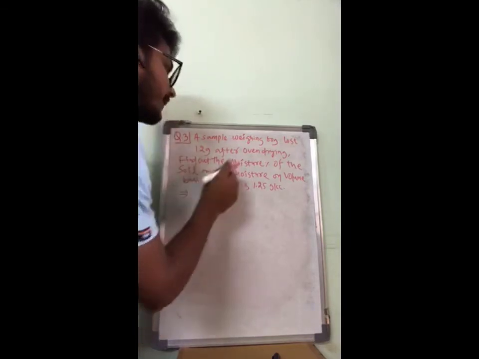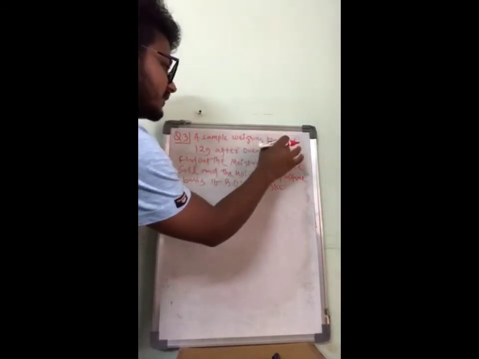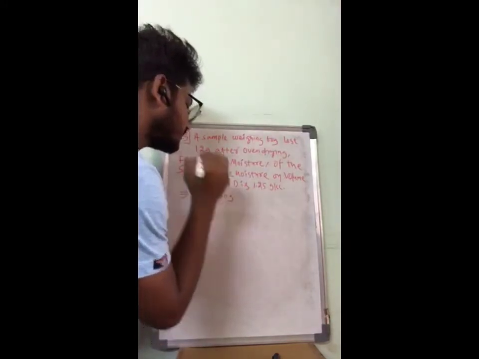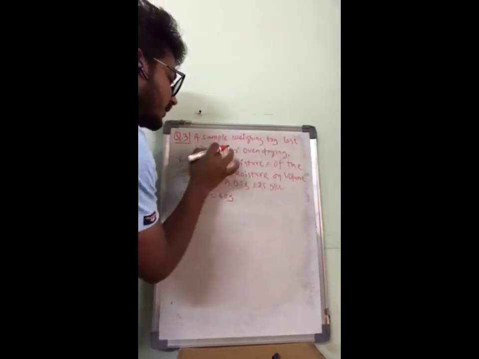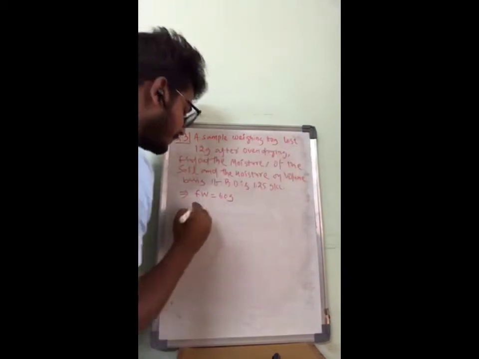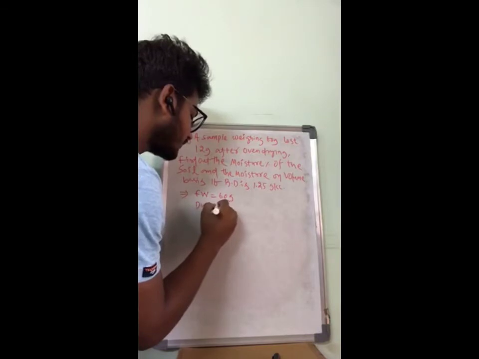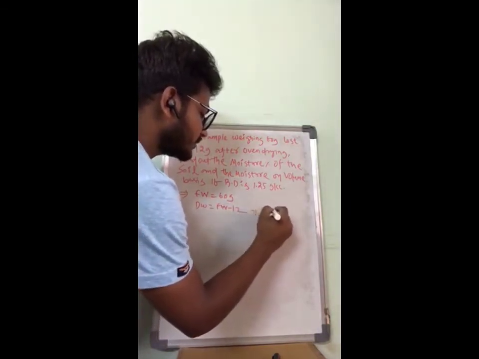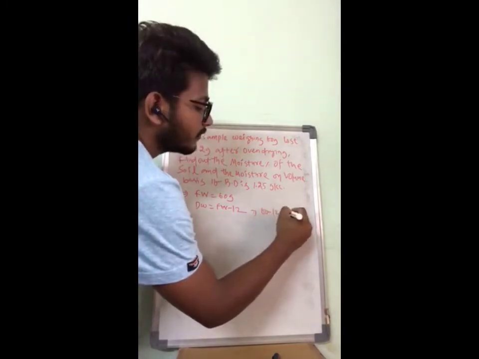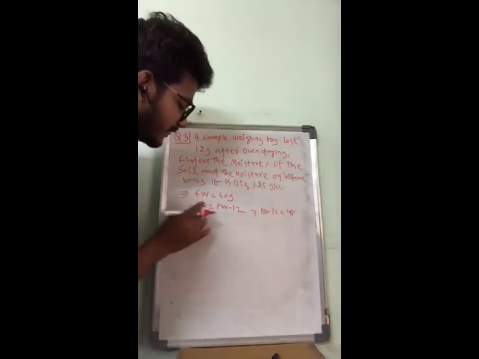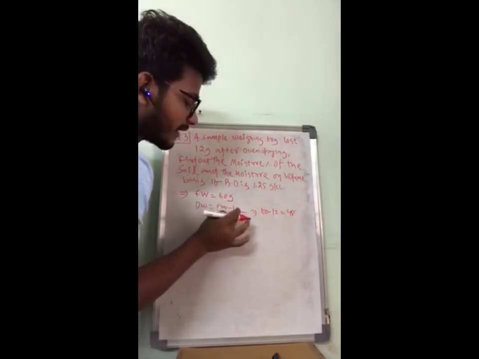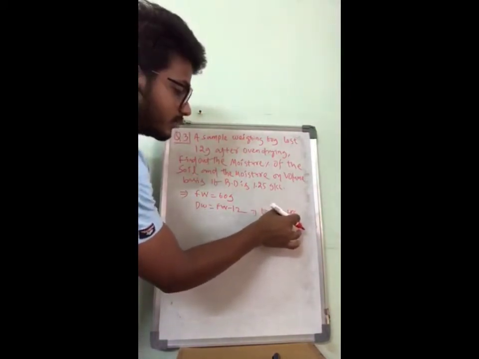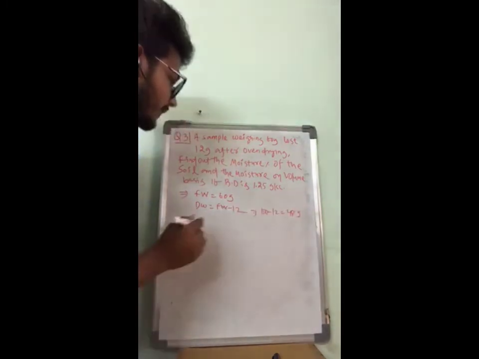Given that a sample weighing 60 gram means the fresh weight is 60 gram. It lost 12 gram after oven drying, which means the dry weight is equal to fresh weight minus 12, that is 60 minus 12, which is equal to 48. That is our dry weight.